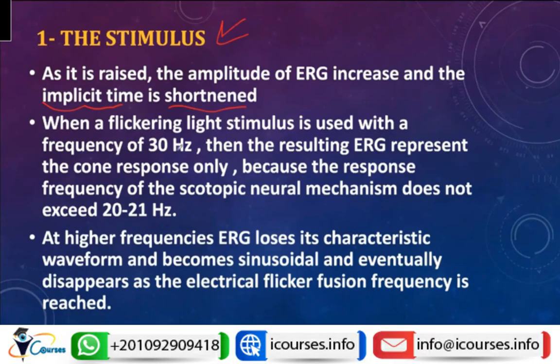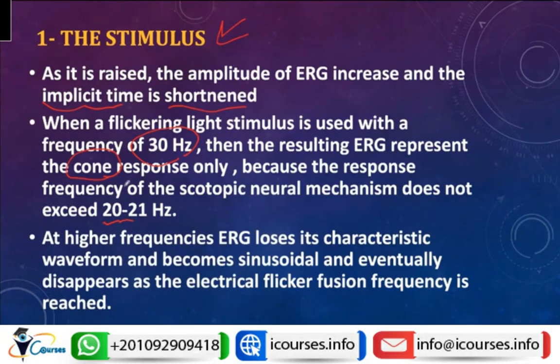So if it is flickering at 30 hertz, as we said, then the ERG will represent the cones only, because the rods cannot respond to this higher frequency. Their critical fusion frequency is much lower, so they will see this flickering light as continuous rather than intermittent, because the rods have a critical fusion frequency that doesn't exceed 20 to 21.